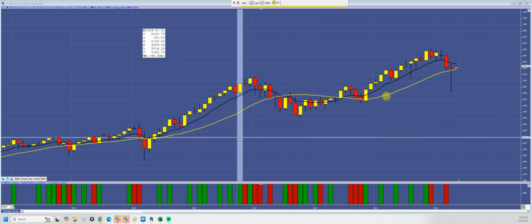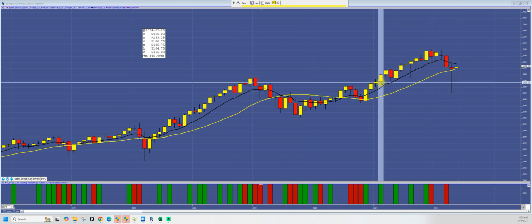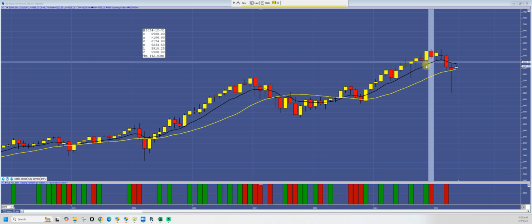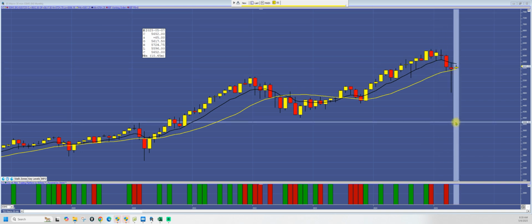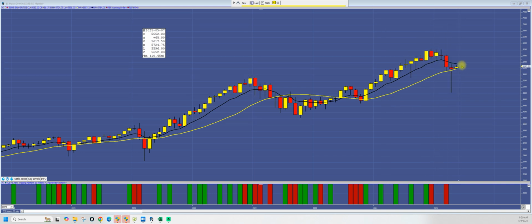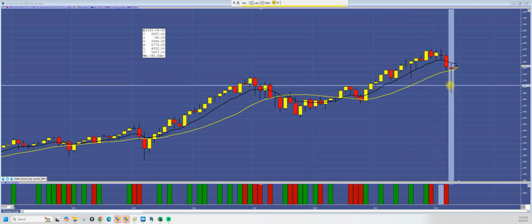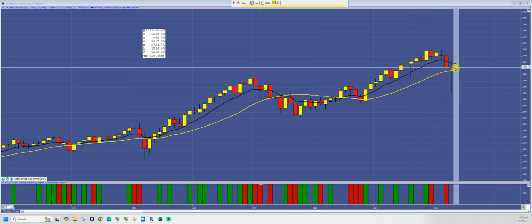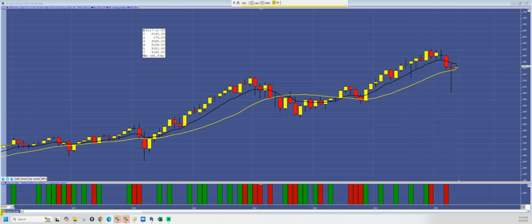I start with the monthly, looking for slope and separation. Is price paralleling with 9 nicely? Is it violating? So the trend on the monthly has been very strong. We rotated down, tested it, come back, we're tested above it.